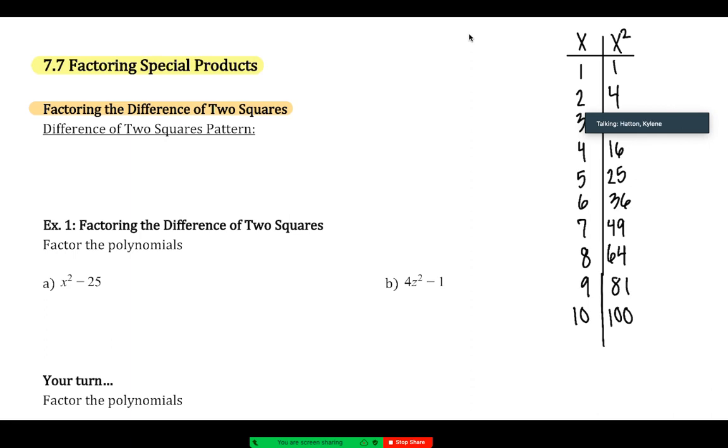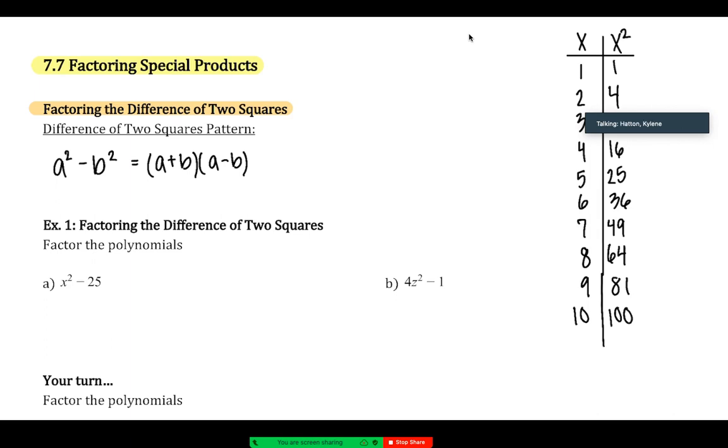So now the difference of two squares pattern is if we have a squared minus b squared, so just one perfect square minus another perfect square. This factors into a plus b times a minus b. So now it's in factored form, and that just means it's written as numbers being multiplied together now instead of just the difference.